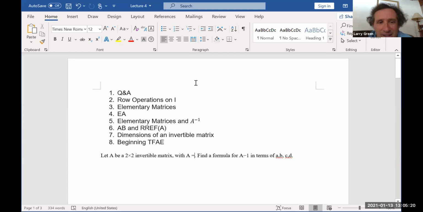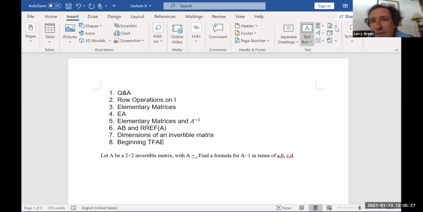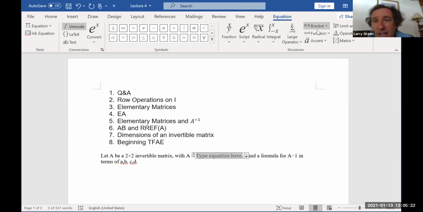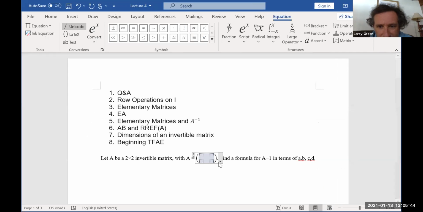So let's suppose A is your standard 2 by 2, and they made it easy by just saying it's A, B, C, D. Let me go insert, symbol, equation, good old matrix. Backspace, 2 by 2. A, B, C, and D.